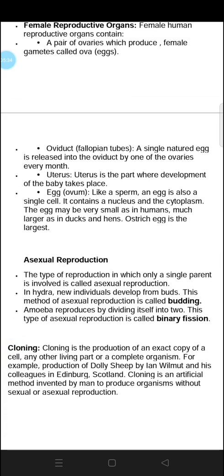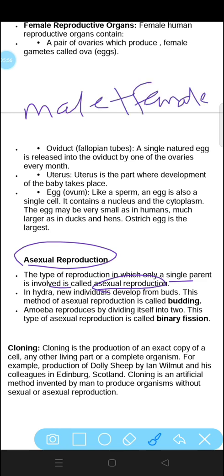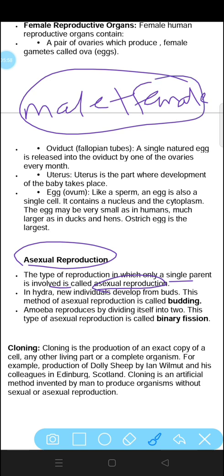Now, asexual reproduction. The type of reproduction in which only a single parent is involved is called asexual reproduction. It is just the opposite of sexual reproduction. In sexual reproduction, there were two gametes, one male and another female. When both gametes fuse together, they fertilize and form a zygote. But in asexual reproduction, only a single parent is involved.